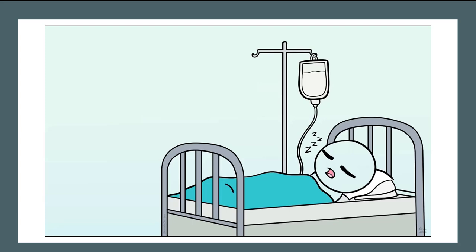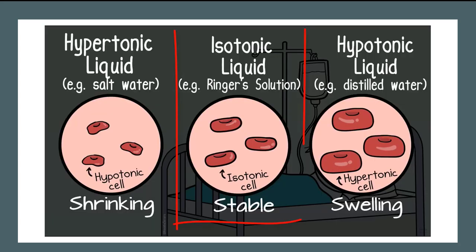If a person needs fluids, they typically will receive a solution that is isotonic to their blood plasma. Isotonic means equal concentration, so you won't have any swelling or shrinking red blood cells.